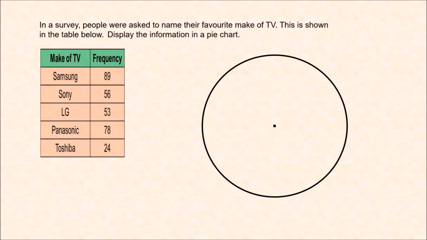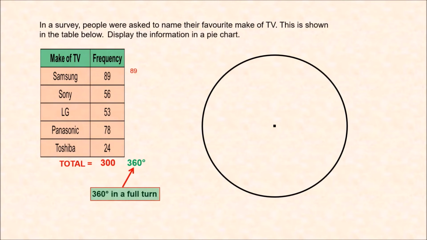Let's check your work. In a survey, people were asked to name their favorite make of TV. This is shown in the table. Display the information in a pie chart. So first step is to find the total, 300 people. So these 300 people will be represented by the full 360 degree circle. So now let's get the proportions.